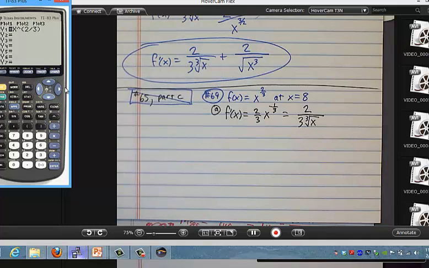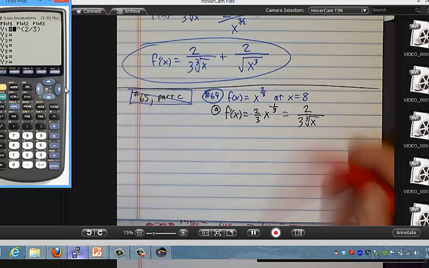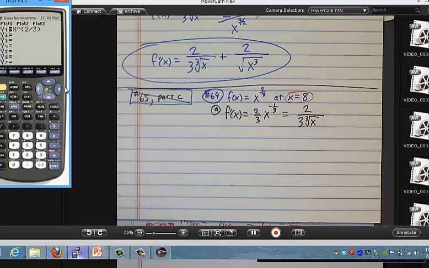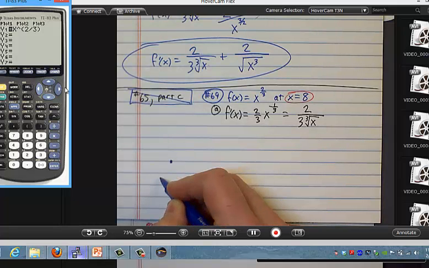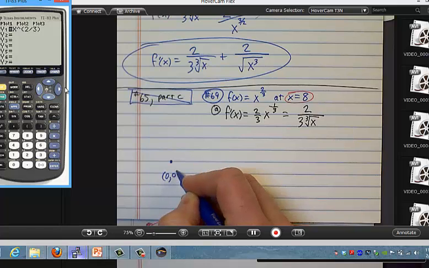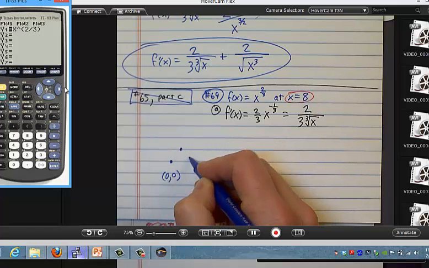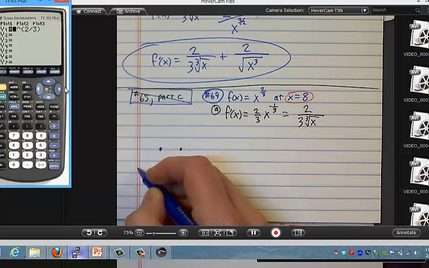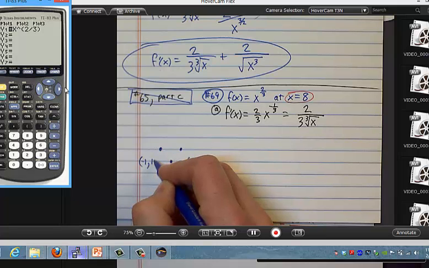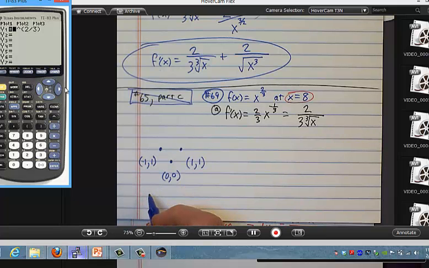Now, I guess what I care about is, does the derivative work when x equals 8? Because that's what they're interested in. So part B says, find the slope of the tangent line. Here, let me try and sketch the graph of f. So I know that 0 to the 2/3 is 0. And I know that 1 to the 2/3 is 1. And I also know that -1 to the 2/3 is 1. Maybe to see that, you do this.